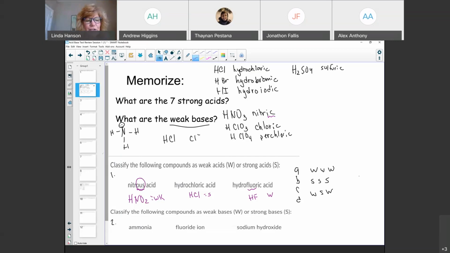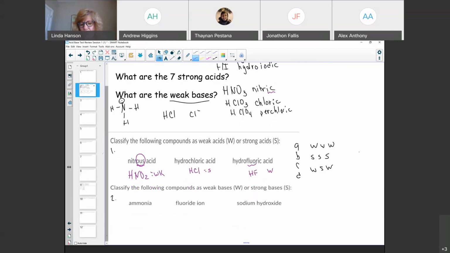So now, what about question 2, where you had, is this strong or weak for a base? And notice that they give me the language ammonia, not the formula. So I have to have that memorized as being NH3, ammonia. And fluoride is an anion, and then sodium hydroxide, NaOH, for that polyatomic ion, that base ion. So here we can see ammonia, we just said a moment ago, ammonia and any of its derivatives, we have to know by heart that it's a weak base.